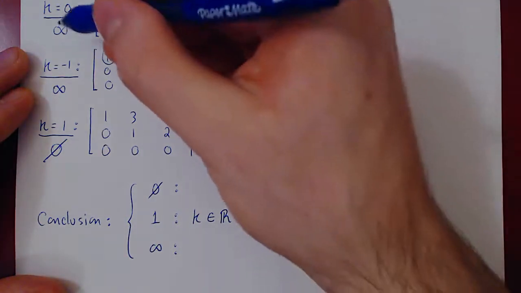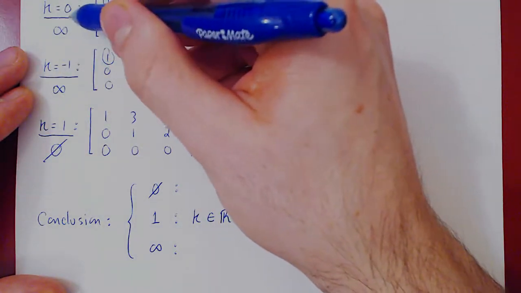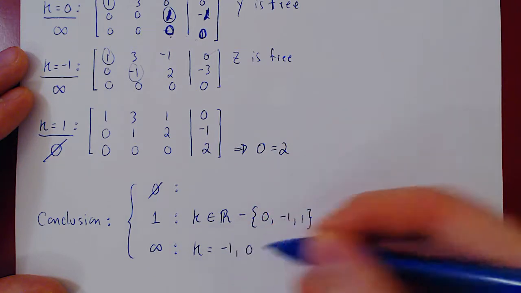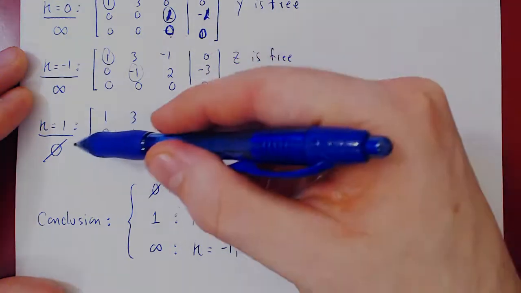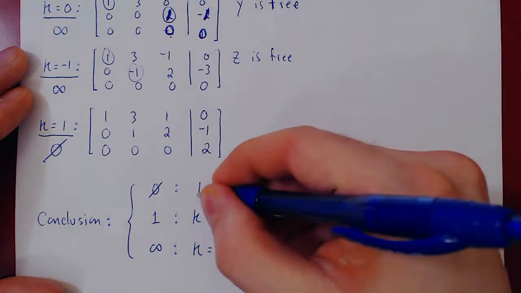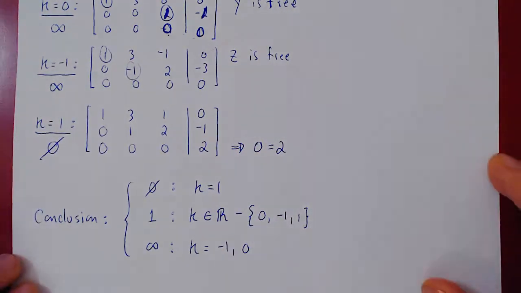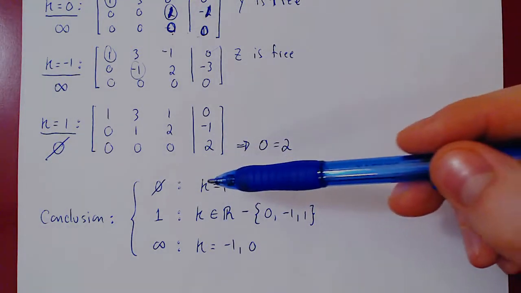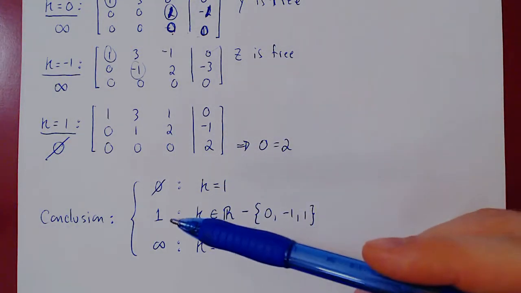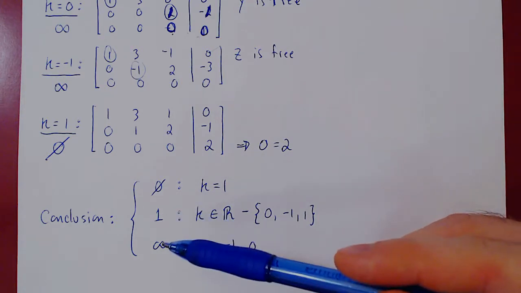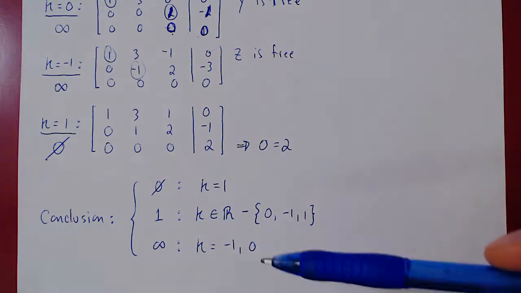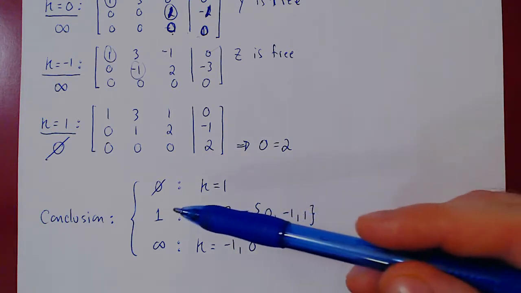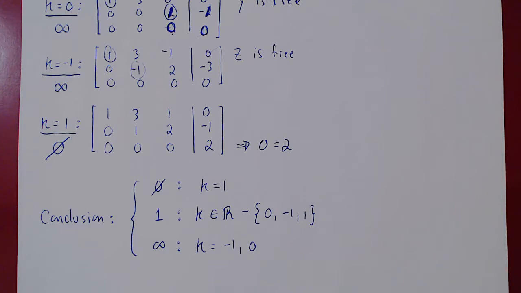The system has an infinite number of solutions when k equals 0 and -1. And the system has no solution when k equals 1. And this is our conclusion. So the system has no solution only once when k equals 1. The system has an infinite number of solutions twice when k is -1 or 0. And for every other value of k, the system has a unique solution. And we're done.